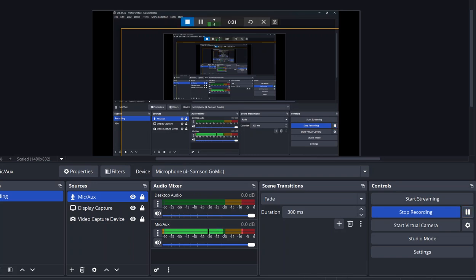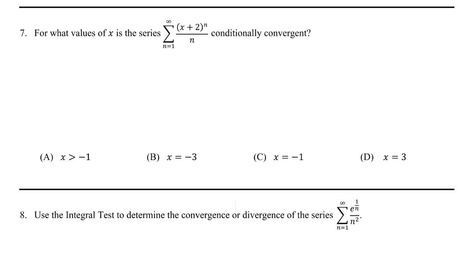Similar to the one that somebody else asked from a different worksheet at the start of class. It's the one where we're trying to figure out what values of x make this conditionally convergent. So what you need to do to start off is figure out when it's absolutely convergent first. So absolutely convergent would be when the limit as n goes to infinity of the absolute value of a sub n plus 1 divided by a sub n is less than 1.